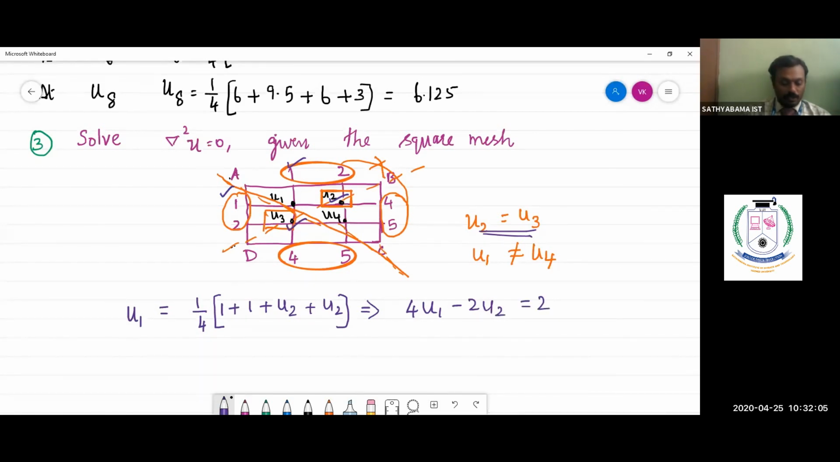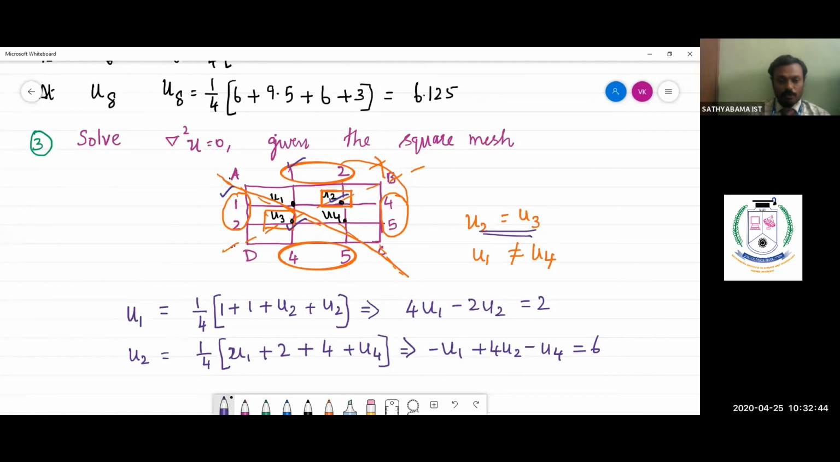Similarly, at U2, we have 1 by 4 into the 4 neighboring points: U1, that is U1, plus the point above 2, plus the point to the right 4, plus the point below U4. So this implies minus U1 plus 4U2 minus U4 is equal to 6.